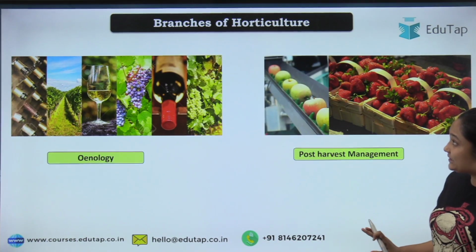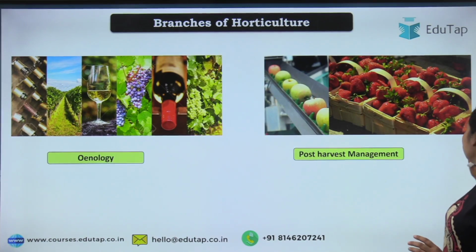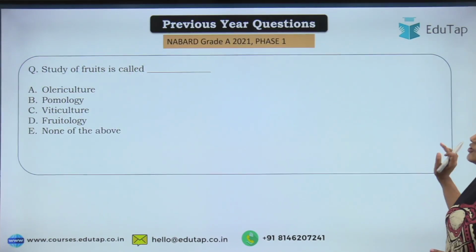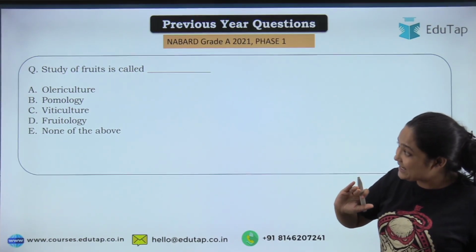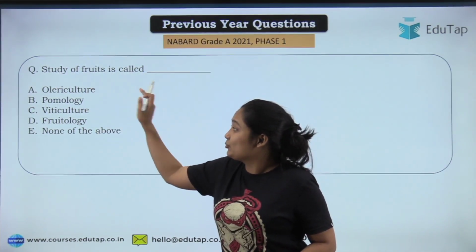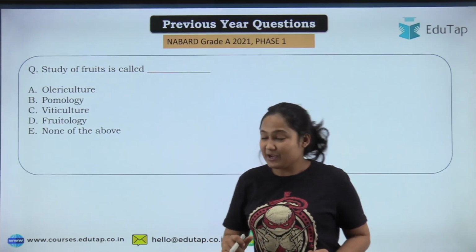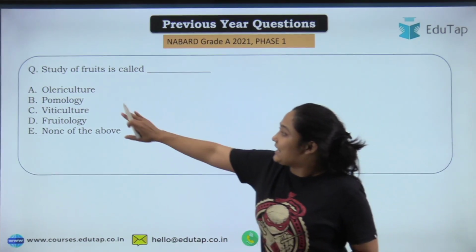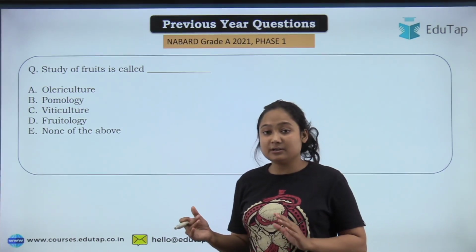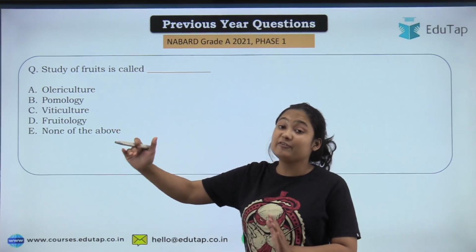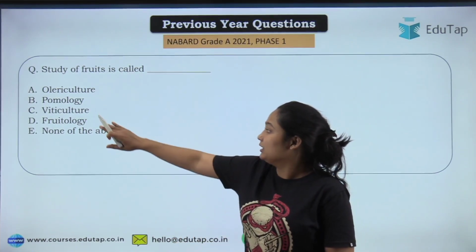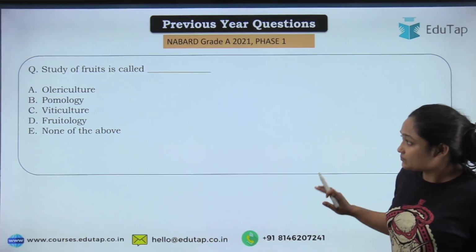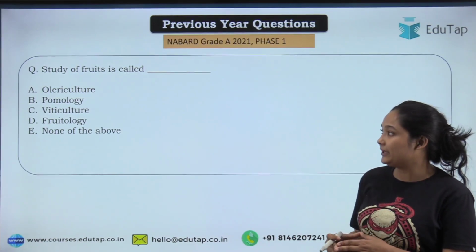So I hope everything is clear to you. Now we will try to answer the question again. So, study of fruits. See, study means logy. You can guess the answer from here too. So the study of fruit will be called pomology. Okay. Olericulture deals with the cultivation of vegetables. Now moving to viticulture, related to grapes. Okay. So I hope everything is clear to you from here.